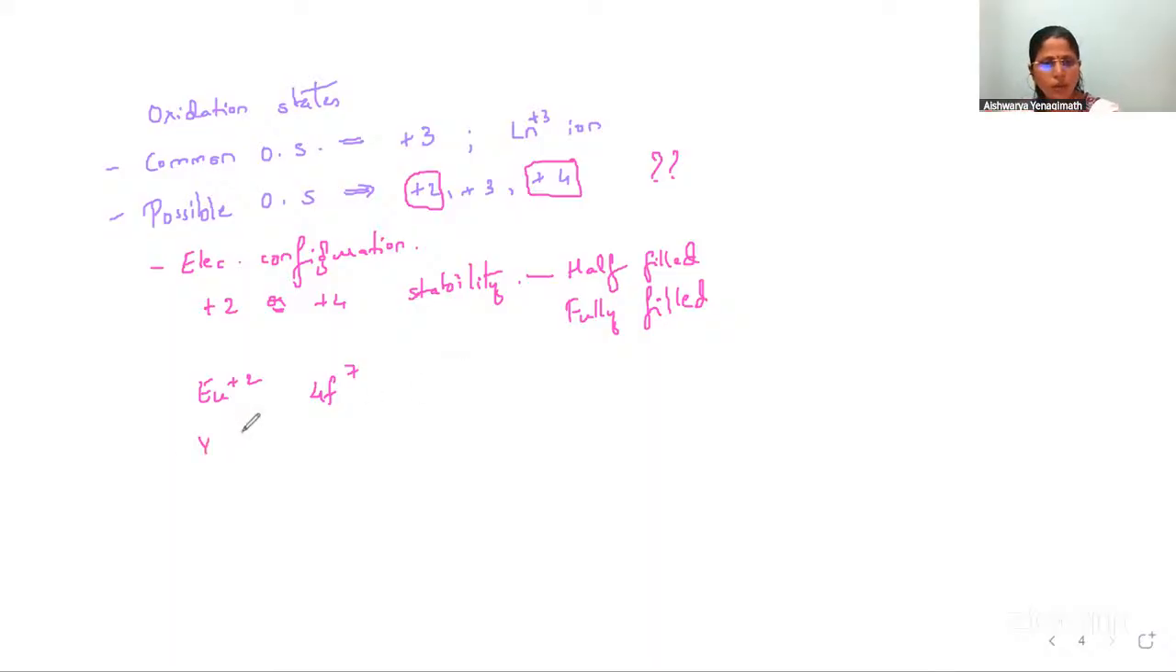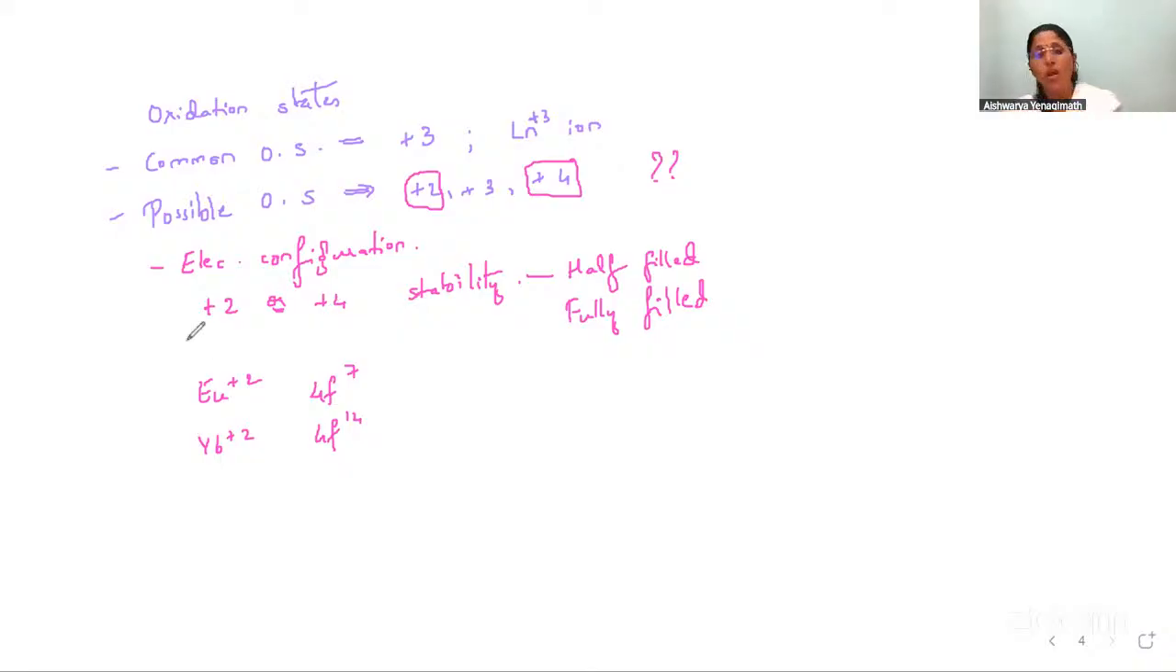Similarly with ytterbium +2, this is also stable because of the 4f14 configuration. So there are 7 orbitals, all fully filled. All 14 electrons are fully paired. So the extra stability is due to what? It is due to completely filled 4f orbitals. Because of this, they may attain +2 or +4 state.